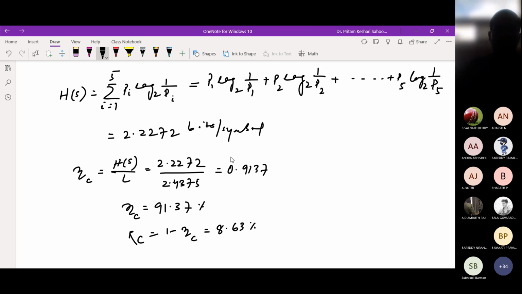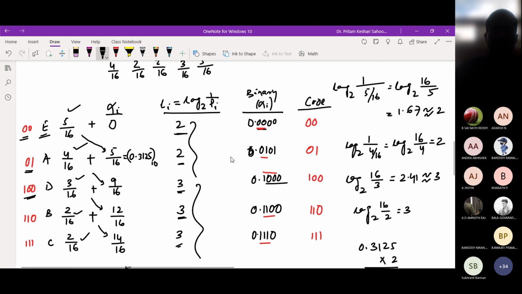All right, is it clear? Now, let me modify this question. This particular question I will modify. If it is asked to find out what will be the Shannon's code and what will be the coding efficiency of the second extension of the source.